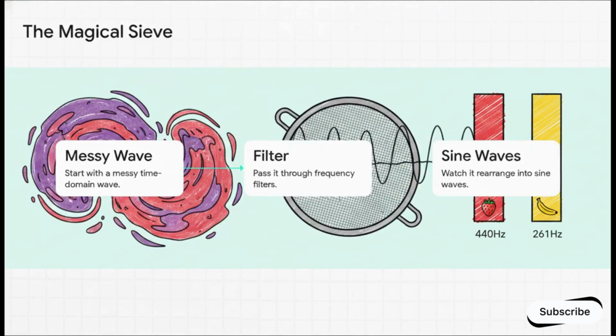So, picture a perfectly mixed smoothie. It's this messy, raw wave of purple liquid, right? And your job is to reverse engineer the exact recipe. You obviously can't see the individual strawberries or bananas anymore. But watch how the Fourier transform acts like a magical sieve. As this chaotic, messy wave passes through our mathematical frequency filters, the data instantly rearranges itself into clean, simple, isolated sine waves. It essentially pours the smoothie through the sieve and outputs a perfect bar chart. Exactly this much 440 Hz strawberry and exactly this much 261 Hz banana.